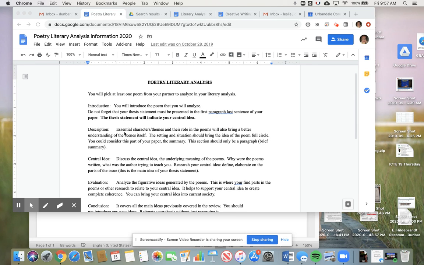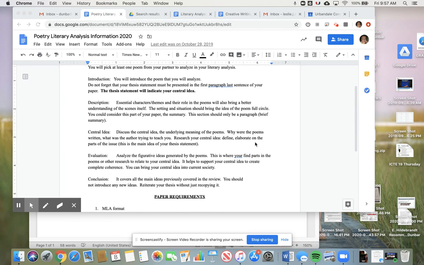Description. So the description of the poem: who are the essential characters, the themes, the roles in the poem will also bring a better understanding of the scenes. This section should be only a paragraph.